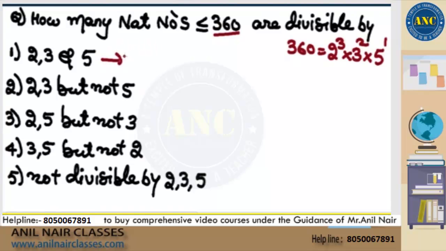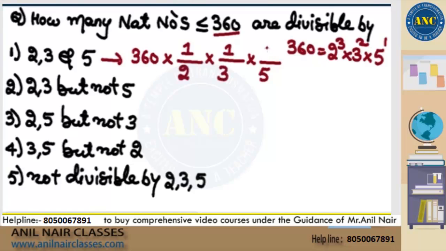Now they are divisible. Out of every 360 numbers, for every 2 numbers, one number is divisible by 2. Out of every 3 consecutive numbers, one number is divisible by 3. Out of every 5 consecutive numbers, one number is divisible by 5. 6 5s are 30, 30 12s are 360. Answer is 12 into 1 into 1 into 1, 12.